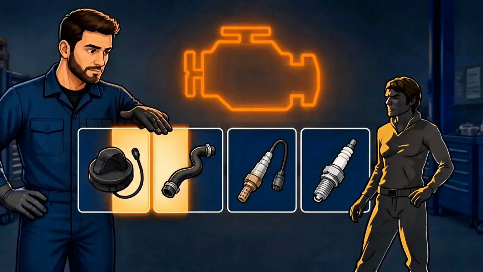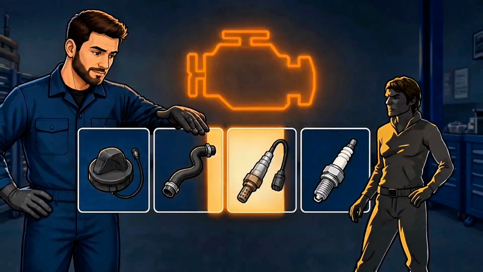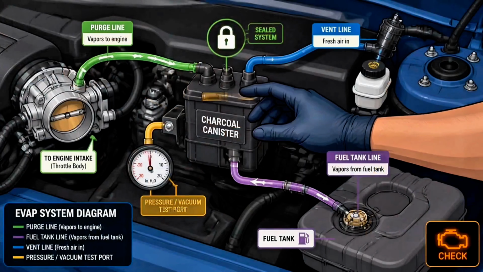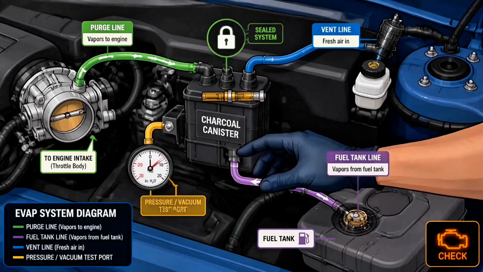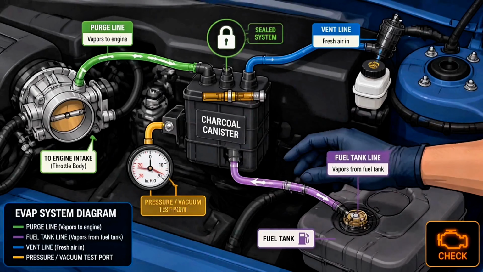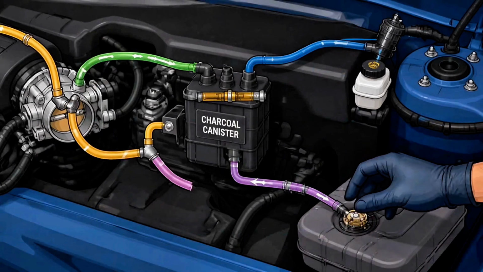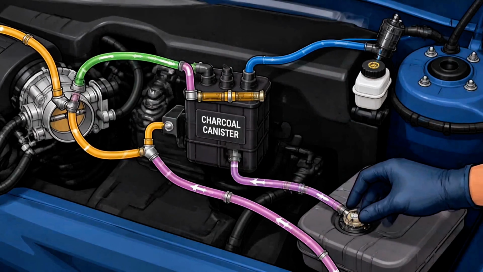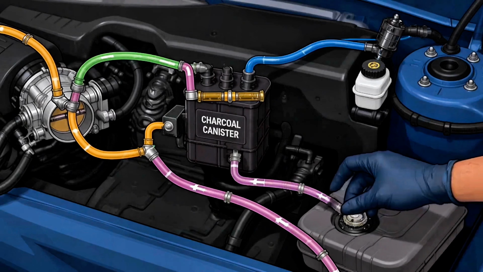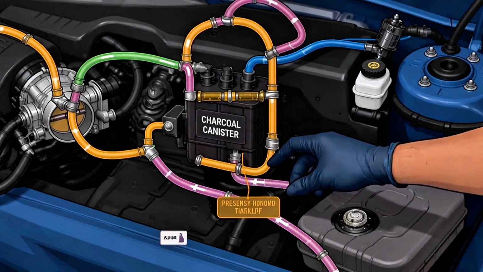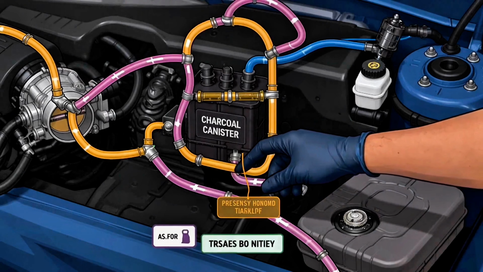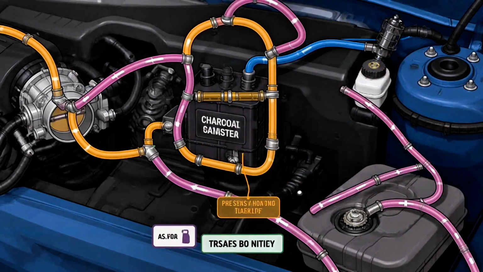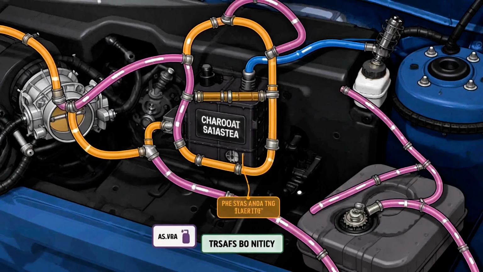Now let's examine the 5 major suspects, beginning with the cheapest. Gasoline evaporates extremely easily. To stop those vapors from escaping, modern cars use a sealed evaporative emission system known as EVAP. Fuel vapor is collected inside a charcoal canister and later sent into the engine, where it can be burned. The computer periodically checks this sealed system for leaks. Depending on the vehicle, it may apply pressure or vacuum and then measure how well the system holds it.